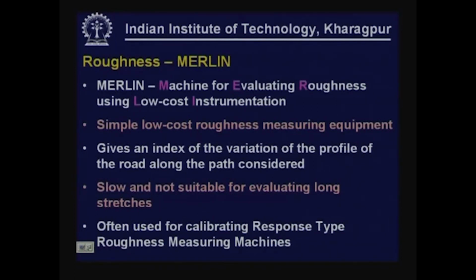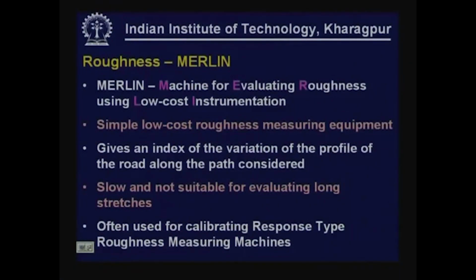This is slow, so not suitable for evaluating long stretches. If you are trying to measure the roughness of a 100 km stretch, obviously Merlin is not the right equipment for that. We should be able to operate at higher speeds, so we have to use something similar to the fifth wheel bump integrator, which can be operated at some speed. Even 30 km per hour is a slow speed, but it is much faster than what we can achieve with a Merlin machine.